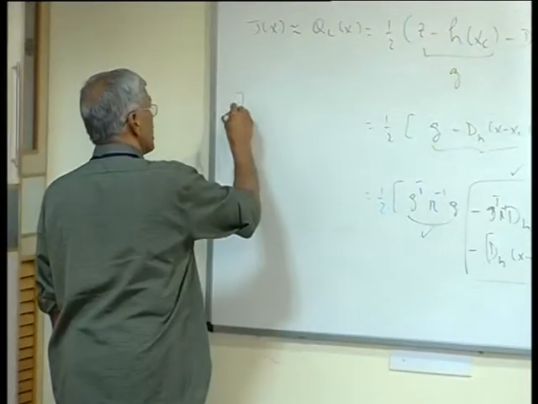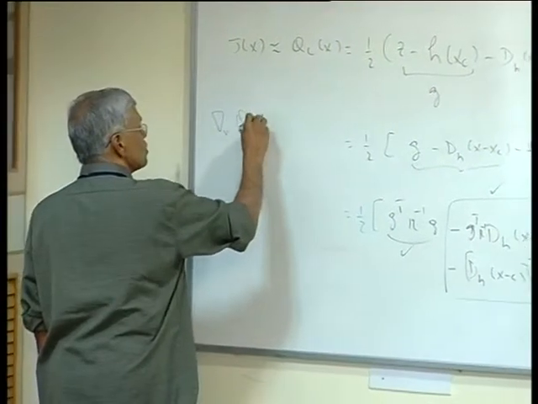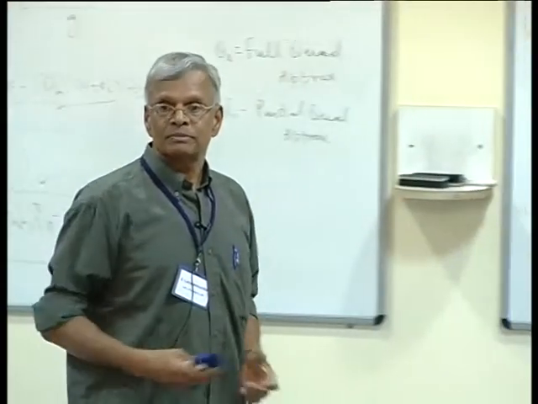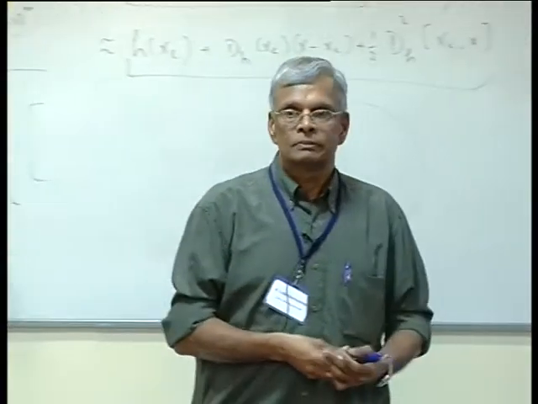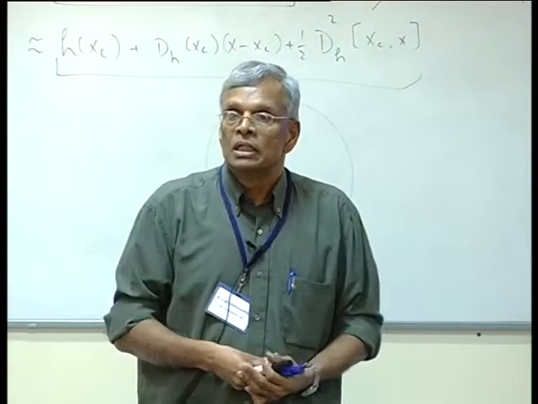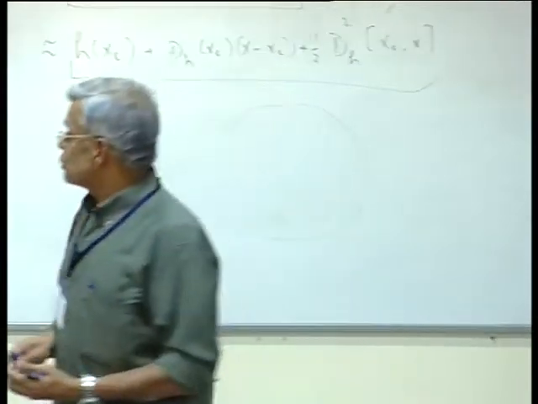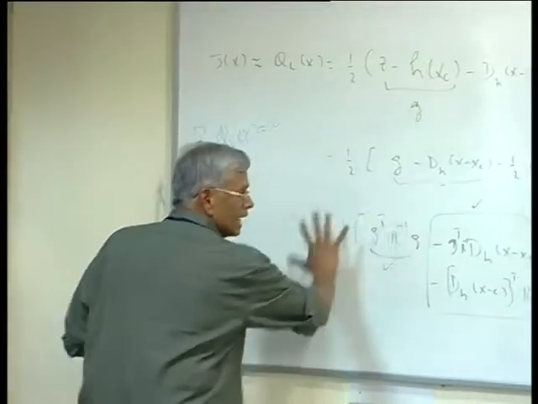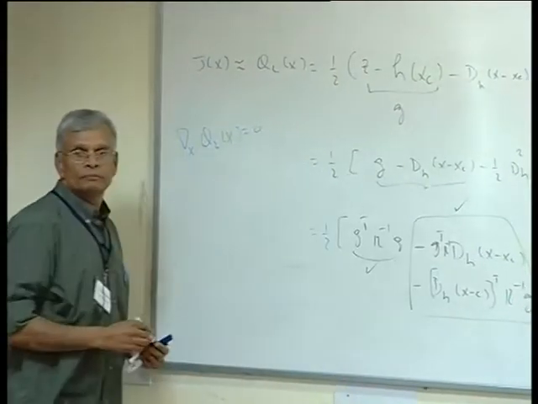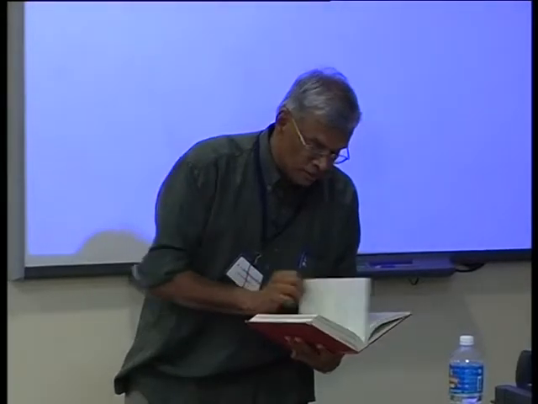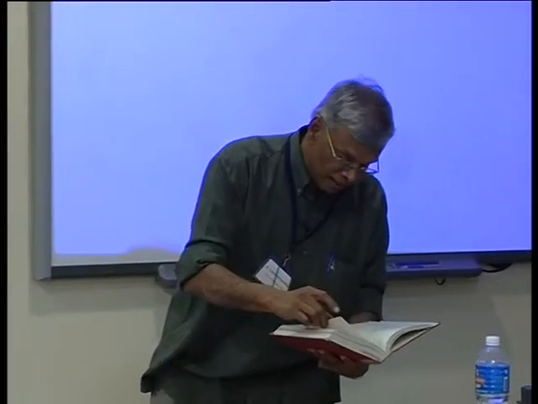Why? Now, what do I do? I simply need to take the gradient of Q2 of x with respect to x equal to 0. I'm guaranteed a unique minimum. Why? It's a quadratic function. So I don't need to worry about sufficiency. I'm guaranteed by virtue of my approximation. So when you compute the gradient of this and equate it to 0, I get an equation. I'm simply going to quote that equation so that you can check. Anyway, you all have a copy of the book, so even if you didn't take the notes, you know where I am.